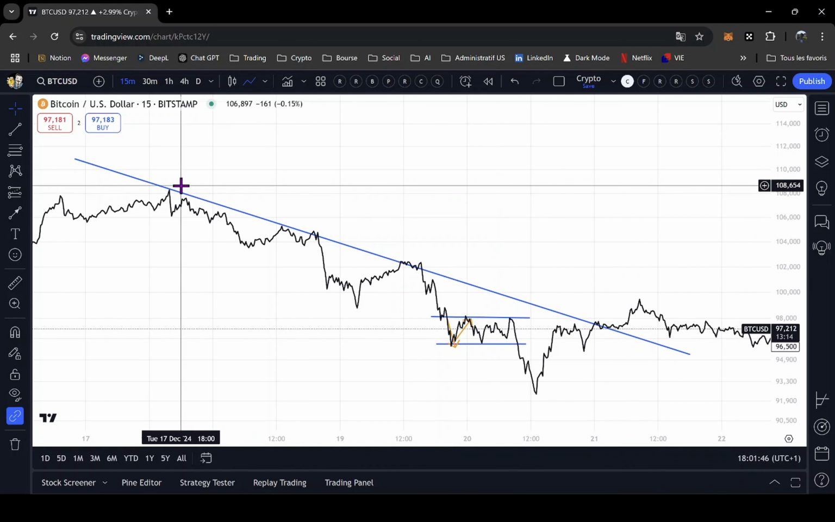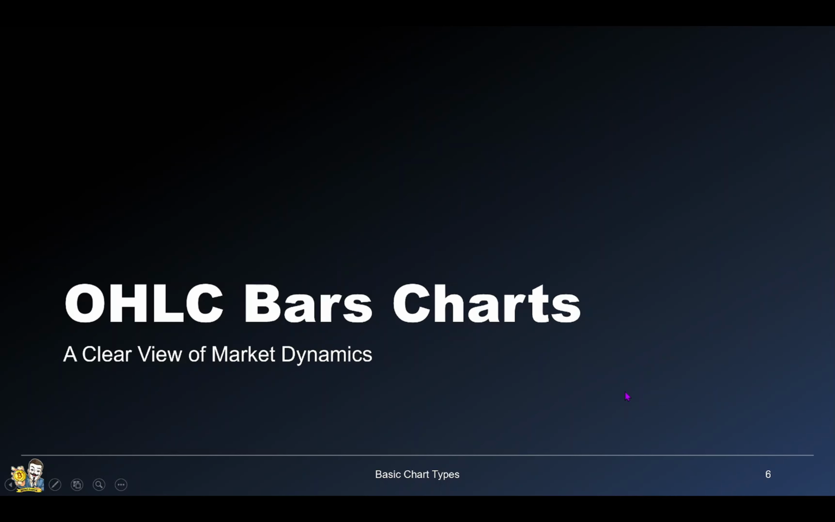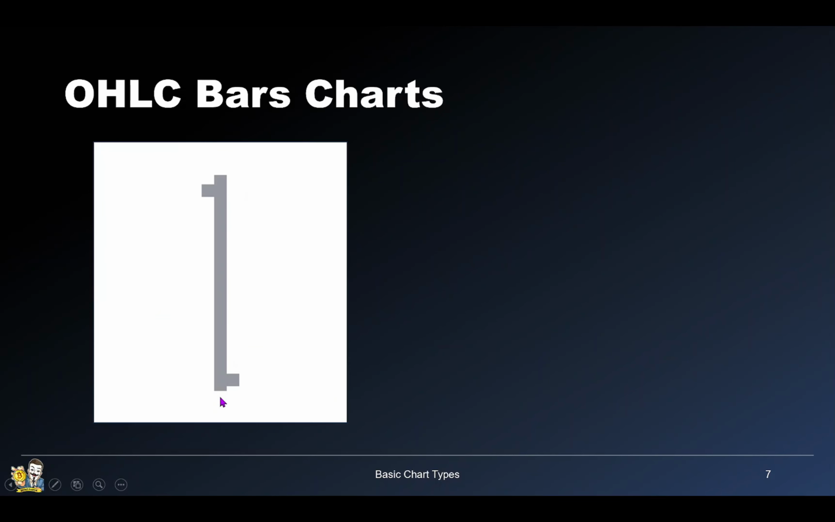Okay, let's now discuss the OHLC bar charts, which mean open, high, low, and close, and which allow us to have a clear view of the dynamics of the markets. It is this type of chart. It's simple. It's a bar with a small line that goes to the right and another to the left. This bar corresponds to the open, the highest point to the high, the lowest point, of course, to the low, and the right bar here corresponds to the close.